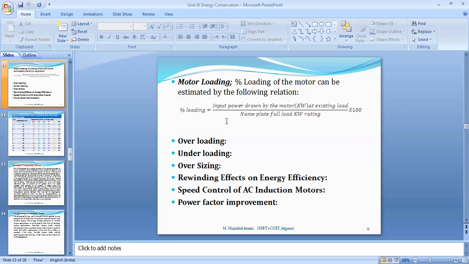Once the percentage loading has been calculated, now we can take action. If the percentage loading is 50% or less than 50%, we can connect the motor in star instead of delta. In the delta, what happens?